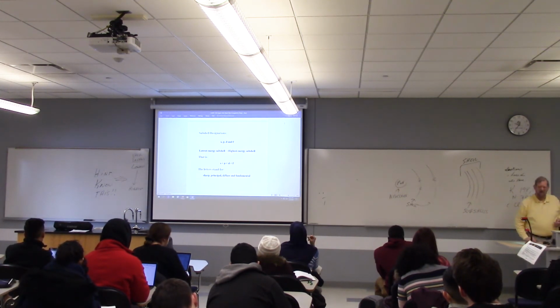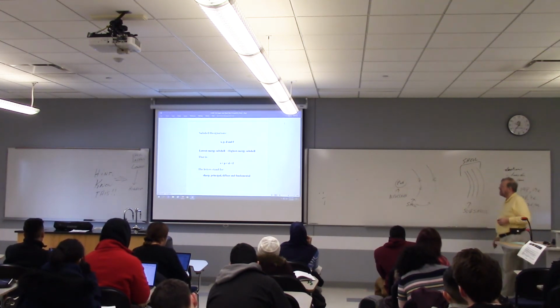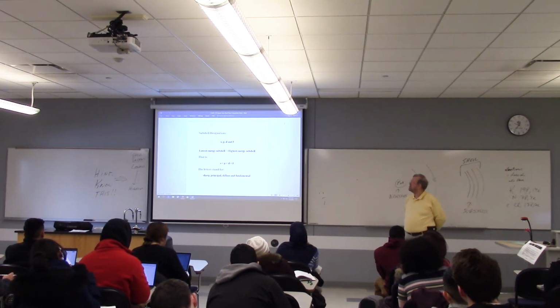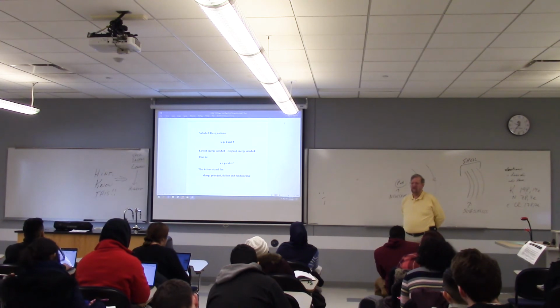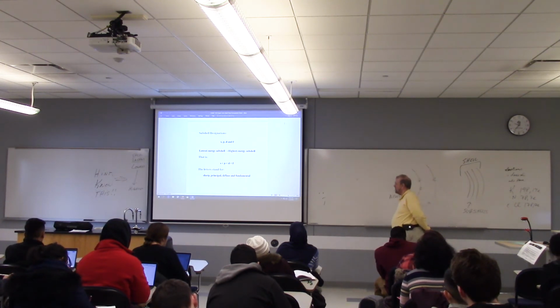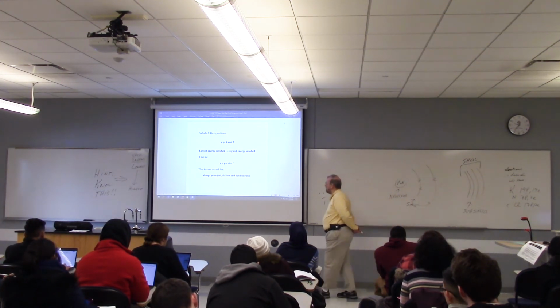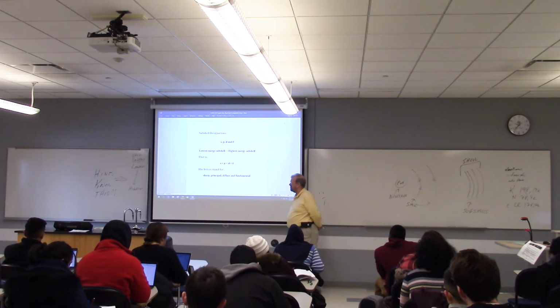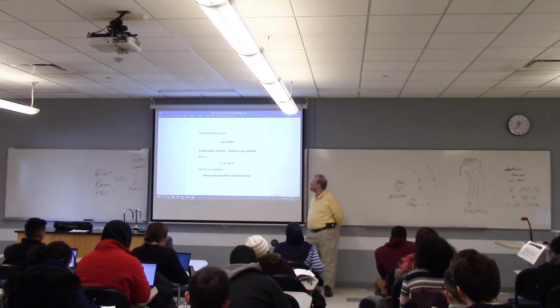Now, subshells have letter names. They are S, P, D, and F. And in order of lowest to highest energy, S is the lowest, P is next lowest, D, and F is the highest. Now I'll give that to you.